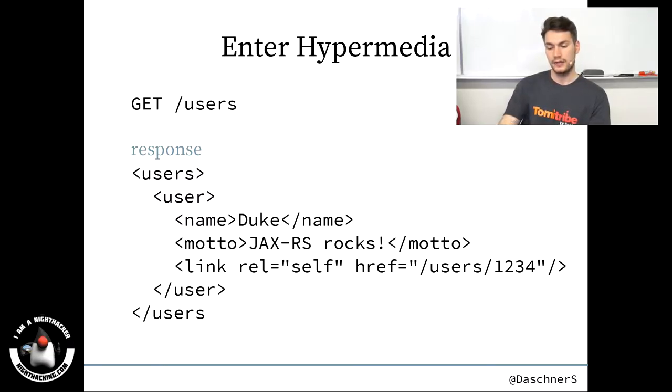For that example, the server includes a link with a self relation, and the self relation tells the client that this link is part of the JSON of that user, and the URL is telling the client where to find that specific user. So now the client can iterate through the users, and if it finds the desired user, it can just follow that URL and get to the resource where that user resides.